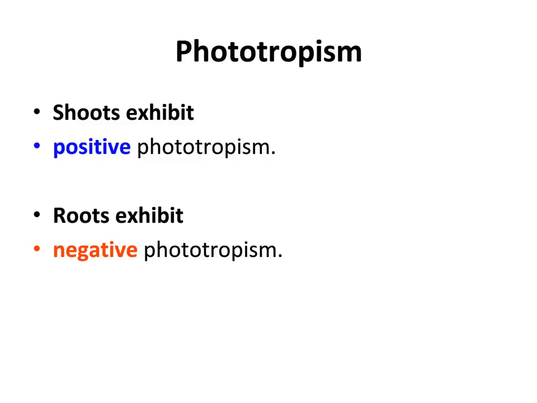So we can say that shoots, the green bits, exhibit positive phototropism, that is, they grow towards light, and the roots, the bits underground, exhibit negative phototropism, that is, they grow away from light.